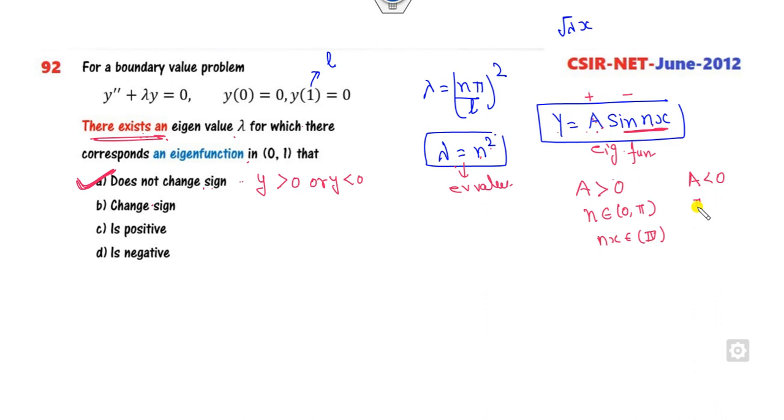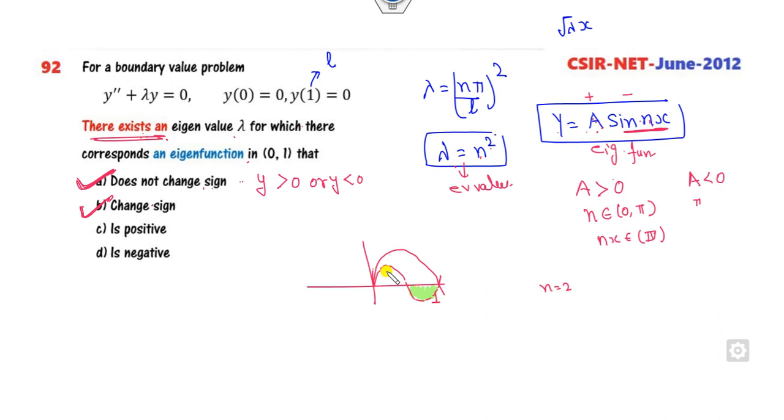Or you can simply look at the graph. If I just draw it, this is the complete real line. Consider 0 to 1, simple. If I take n equal to 1, this is the graph of sine x. If I take n equal to 2, then sine of 2x will look like this. Clear? Now you can see it changes sign as well, because some parts are negative, some are positive.